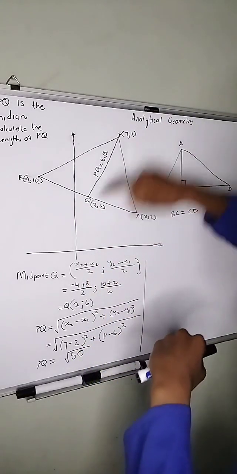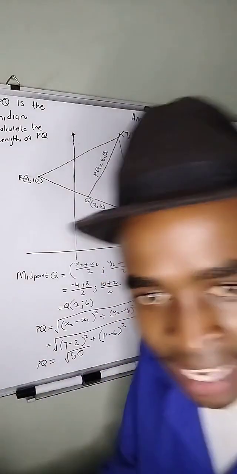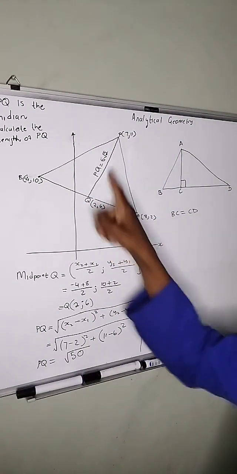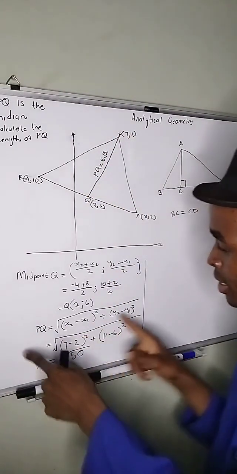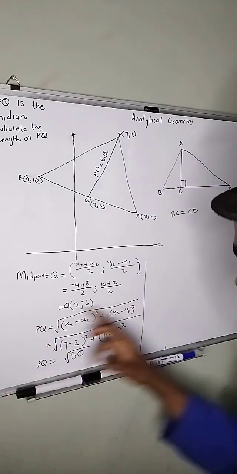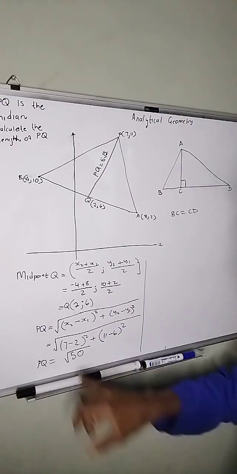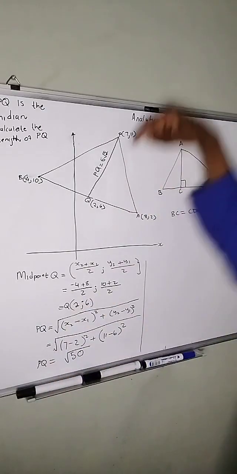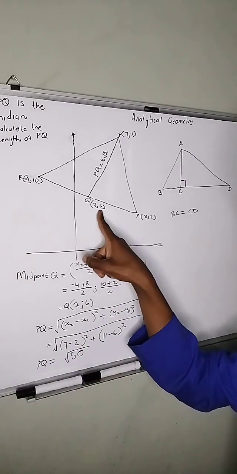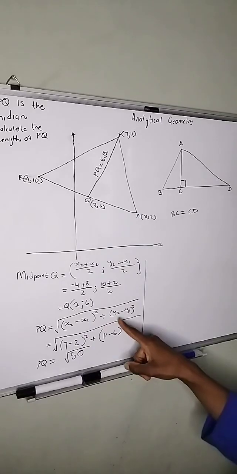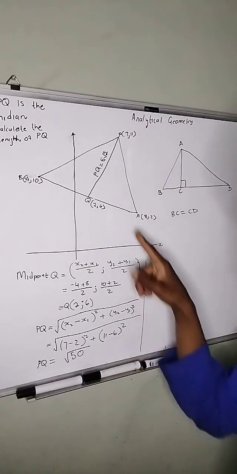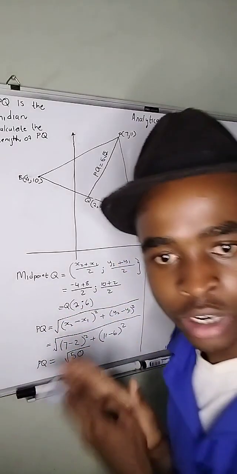Since we got the points at Q and the points at P, we are going to use the distance formula. Then what you're going to do is substitute. Here's the value of X for P. Here's the value of X for Q. This is the value of Y for P. This is the value of Y for Q. Then you get your answer.